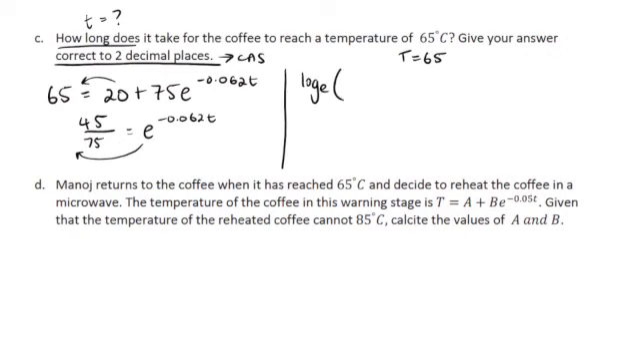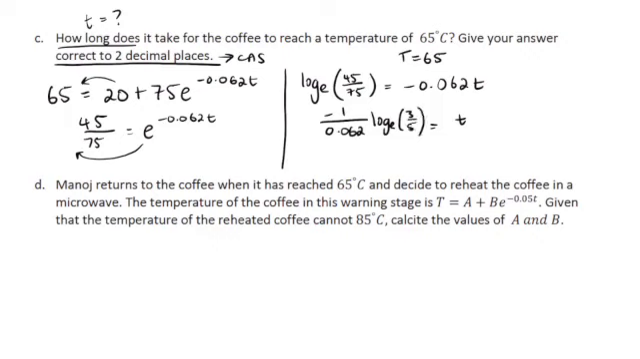That will be log e of 45 on 75, and that is equal to negative 0.062t. And then, of course, to get t by itself, we can divide both sides by that value. So that will be negative 1 on 0.062 log e of 45 on 75, and we can simplify that down to 3 on 5 as well.